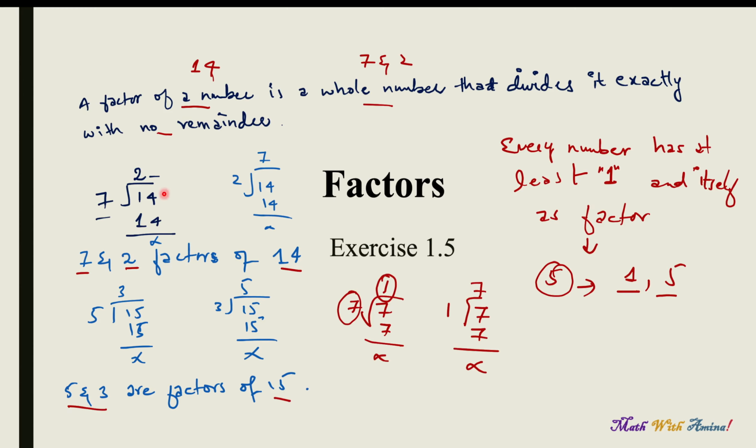So in this case, 7 and 2 are the factors of 14, and as you can see, their division leaves no remainder. In the same way, 5 and 3 are factors of 15. Every number has at least 1 and itself as a factor, just like in the example of the number 5, whose factors are 1 and 5 itself.